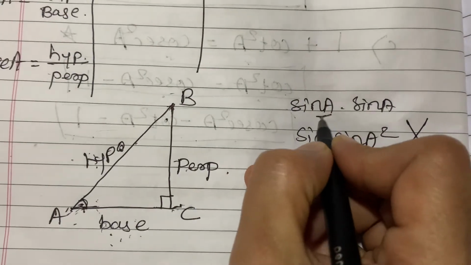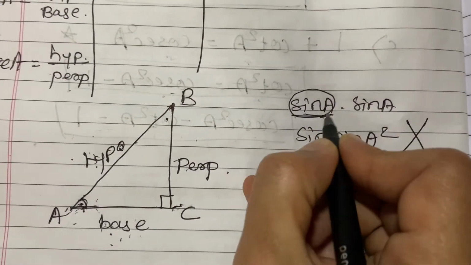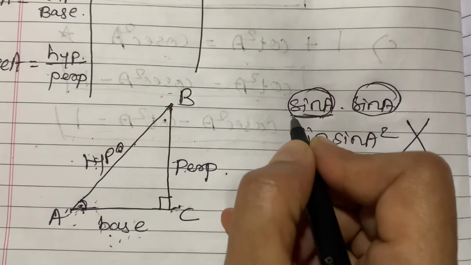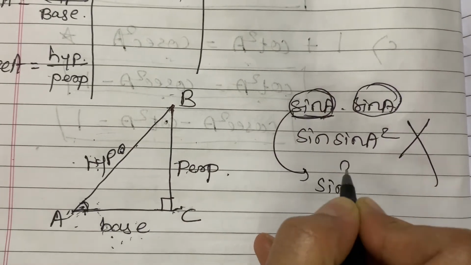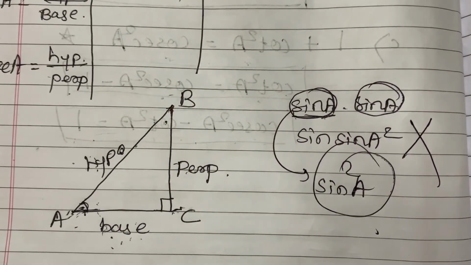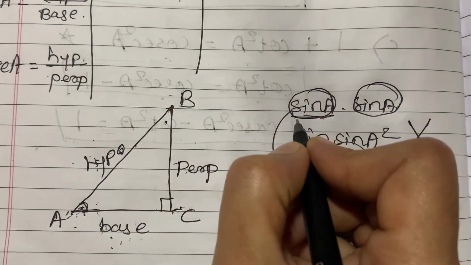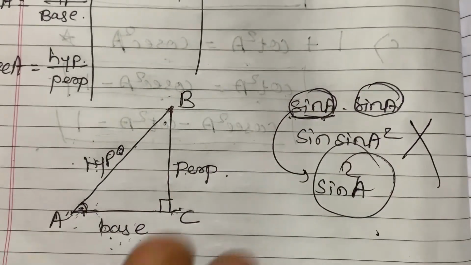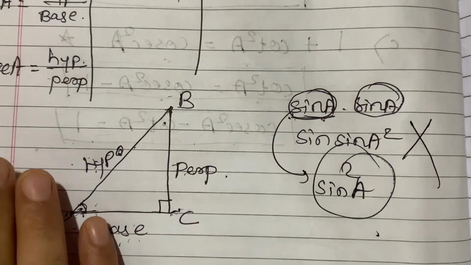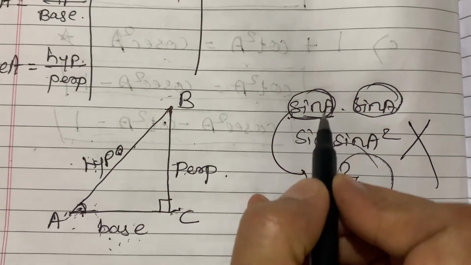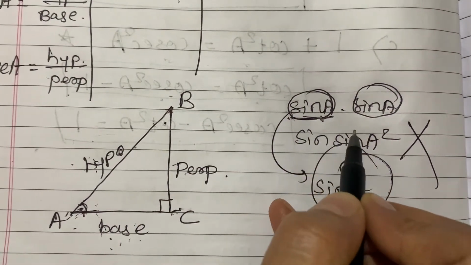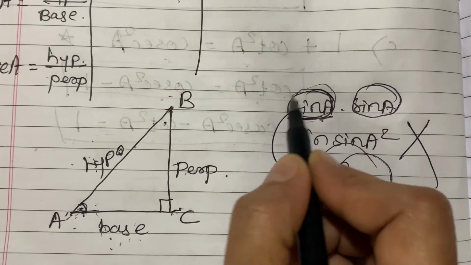You cannot separate out A from the sin. Sin A, it's the whole thing. It is also a whole thing, so it is equal to sin square A. So sin A is one of the basic trigonometric ratios, and without angle A, it doesn't have any meaning. This is the whole thing.